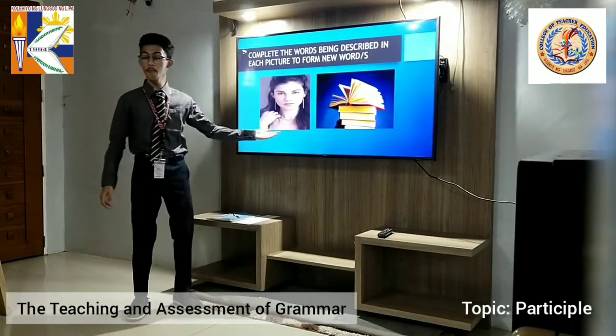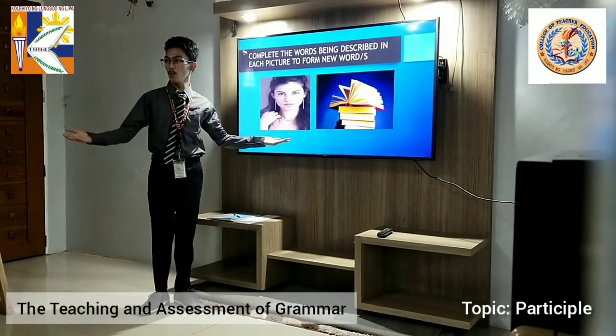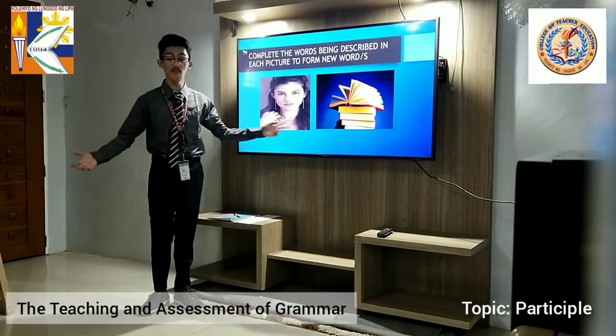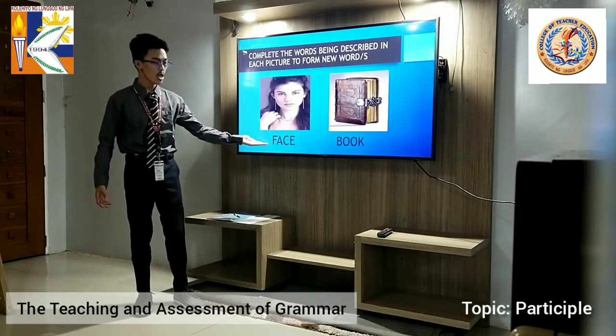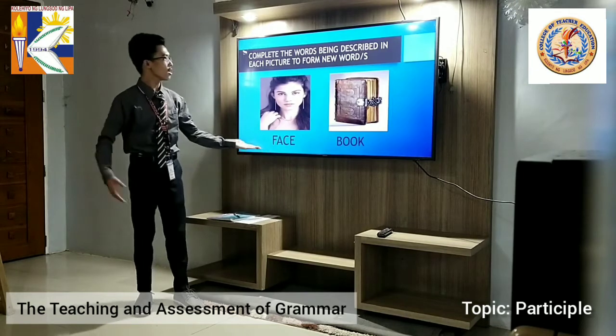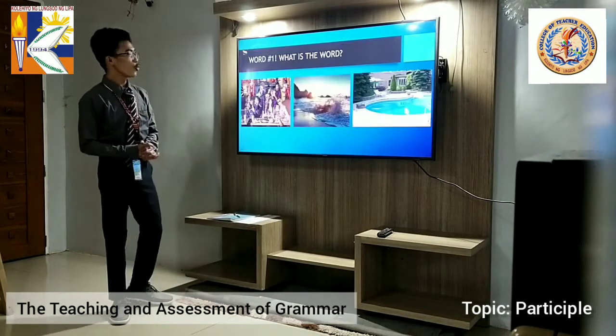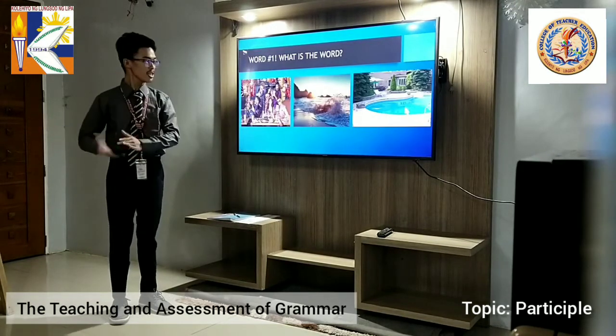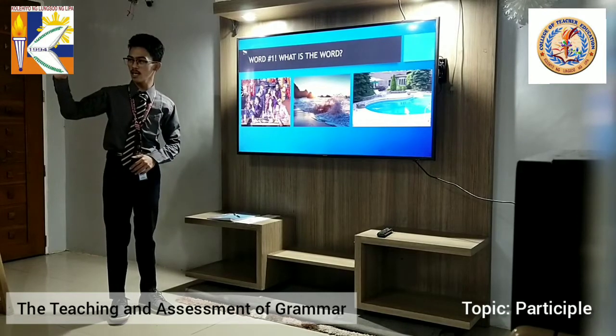So here we have two pictures. We just have to identify what is being described in the picture. The answer will be Facebook. Now, do you understand the mechanics of the game? Okay, now let's start the game. Word number 1. Can you guess the word? We have here 3 pictures.